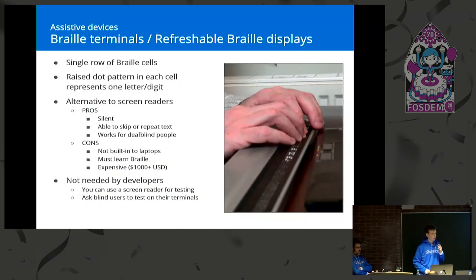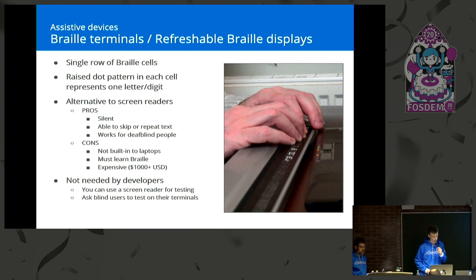Another way for a blind person to interact with a computer is via a Braille terminal, which is a row of Braille cells. Each cell is a pattern of raised dots, and the blind person reads the dots by touch, and each pattern represents a letter or a digit. The advantage over a screen reader is obviously this is silent, but it also means that the blind person can read it at their own pace, and they can skip back and forth, whereas the screen reader just reads at its pace.